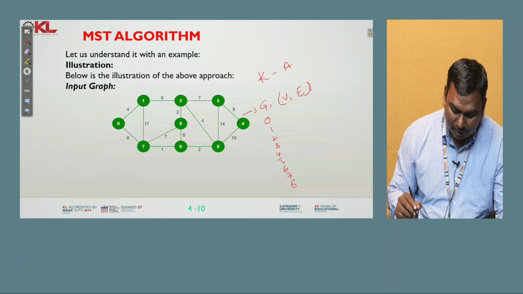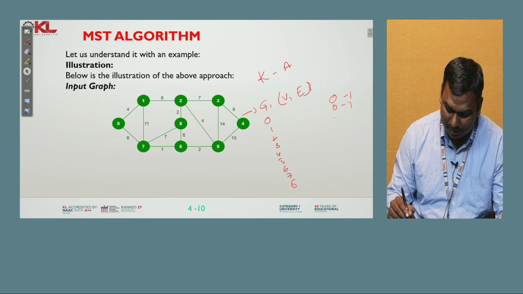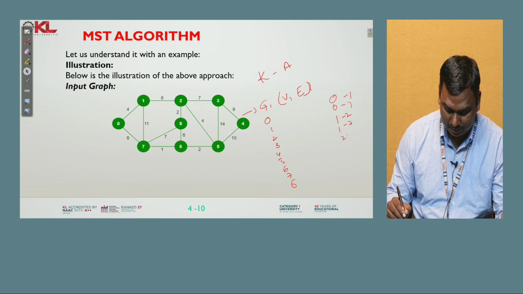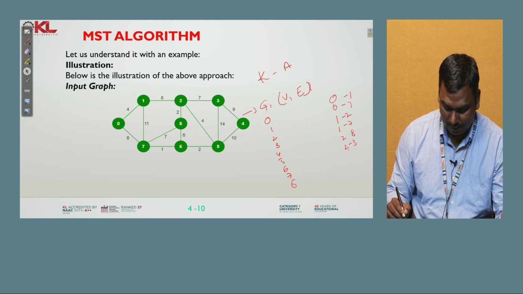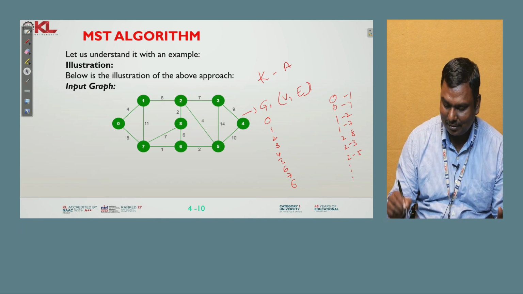Okay. So what are those edges? 0 to 1 is a weight 1 edge and 0 to 7 is a weight 1 edge. 1 to 2 is a weight 1 edge. 1 to 7 is a weight 1 edge. Again we will find 7. 2 to 8 is a weight 1 edge, 2 to 3 is a weight 1 edge, and 2 to 5 is a weight 1 edge. So on, so on, so on.